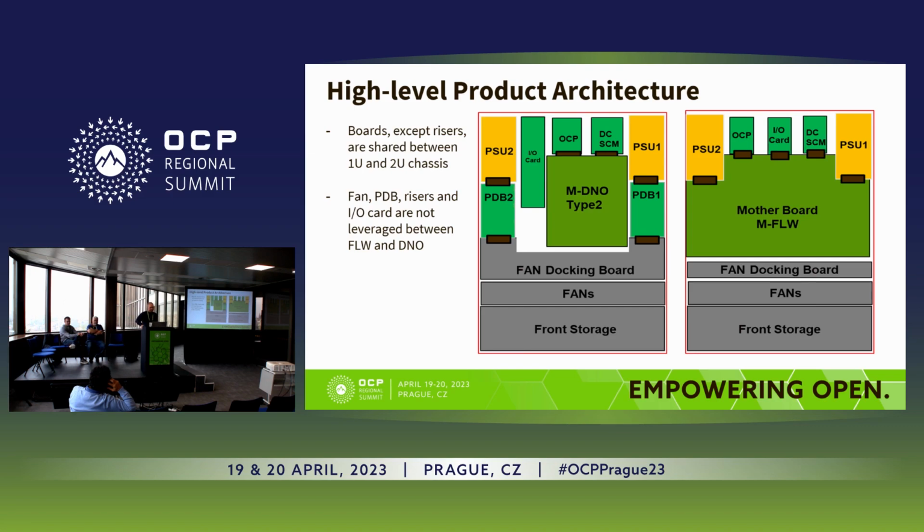This is a high-level architecture picture of how we're looking to develop our single socket with Dino. We started with Dino Type 2. This is the layout of the architecture that we'll have later this year, as well as the FLW two-socket boards that we will have in our next generations. One thing you'll notice here is that we chose to have power supplies on both sides for both of these implementations. This is a little bit different.